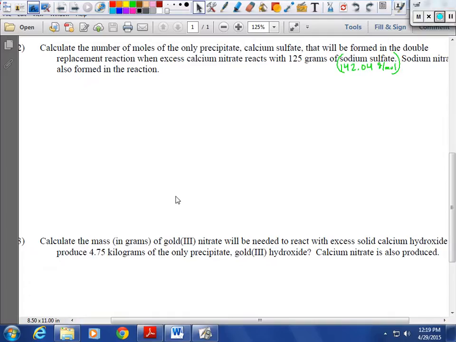Okay, so when we do this, it says calculate the number of moles of the only precipitate calcium sulfate, and then notice what it says, that will be formed. So what does that tell you about calcium sulfate? That will be formed. It's a product, okay? Now, calcium's group 2, what's sulfate? 2 minus, so I just have CaSO4, so that's one of my products.